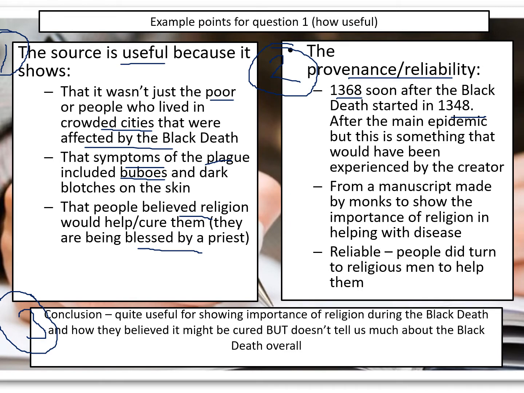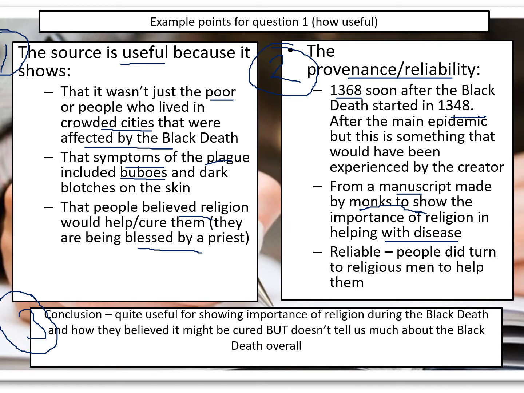So we can talk about the fact that it is actually accurate, and we know about this from multiple different sources, but also it is within the lifetime of the Black Death. It's also happening and it's been created in the 14th century. We can also talk about the fact that it's from a manuscript made by monks to show the importance of religion in helping with disease. This is all about the purpose of the source.